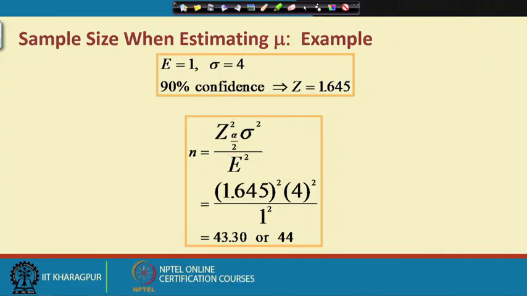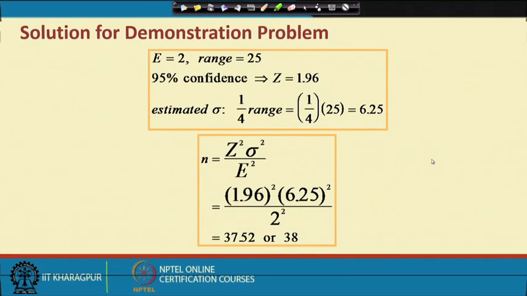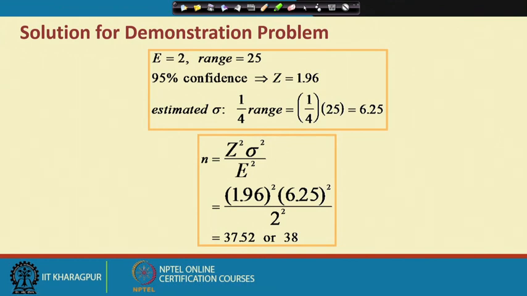I will give you another example, which can give you a snapshot of sample selection. Let us say E equal to x minus mu, that is the bias, equal to 2, and the range is 25, with a 95% confidence interval, the Z value will be 1.96. Here the sample range will use Z square and the standard deviation, which is 6.25, and the sample size will come to 38. So, that means having all this information, the bias, the population variance and the Z statistic.